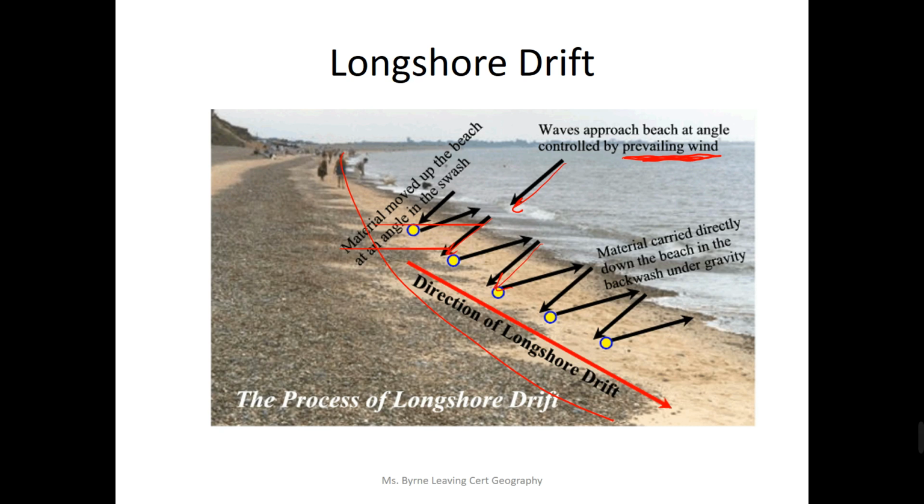The backwash will pull the material in a straight line back out to sea again, because the backwash is not controlled by the wind direction. That is just controlled by the force of gravity. So this continued movement of waves breaking obliquely, swash carrying material obliquely or at an angle, backwash carrying it straight back down to sea, creates a zigzag pattern, and you can see it here, by which material is moved along the coast. So one piece of sediment can be moved up and down, up and down, up and down along the coast. And if you think about the amount of material that those waves are carrying, that's thousands of sediments that are being moved along the coast on a daily basis.